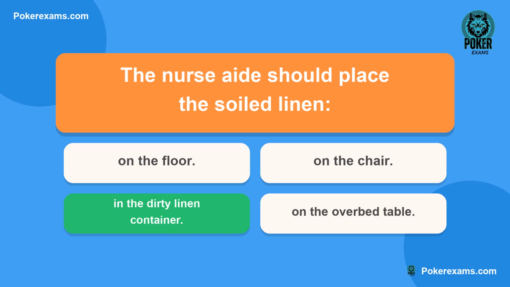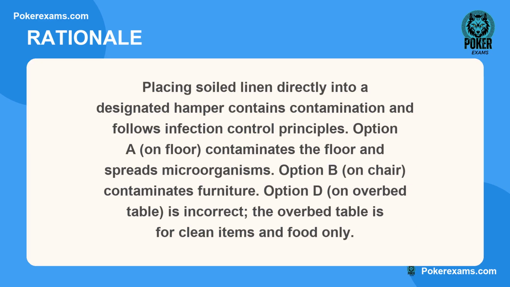The correct answer is C. Here is why. Placing soiled linen directly into a designated hamper contains contamination and follows infection control principles. Option A, on floor, contaminates the floor and spreads microorganisms. Option B, on chair, contaminates furniture. Option D, on overbed table, is incorrect. The overbed table is for clean items and food only.